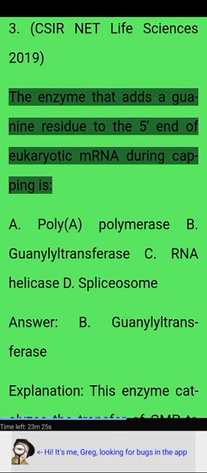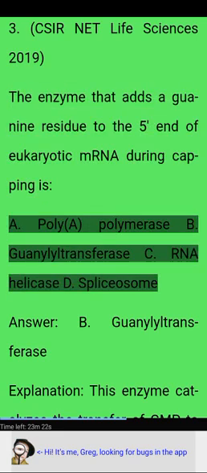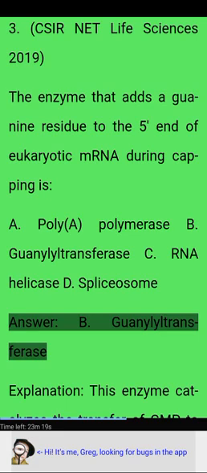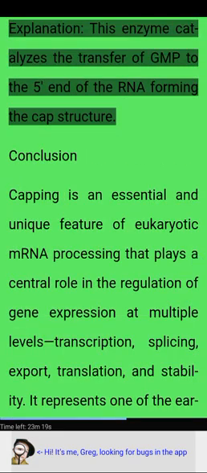3. CSIR-NET Life Sciences 2019. The enzyme that adds a guanine residue to the 5' end of eukaryotic mRNA during capping is: A. poly A polymerase, B. guanylyltransferase, C. RNA helicase, D. spliceosome. Answer: B, guanylyltransferase. Explanation: this enzyme catalyzes the transfer of GMP to the 5' end of the RNA, forming the cap structure.